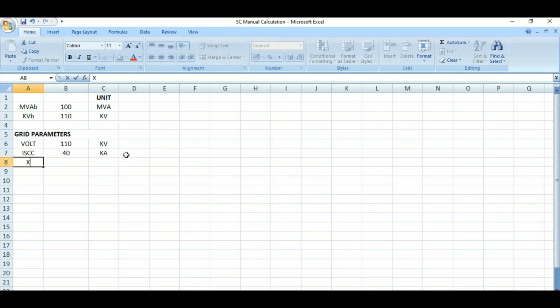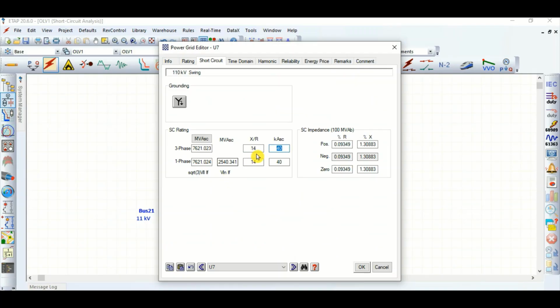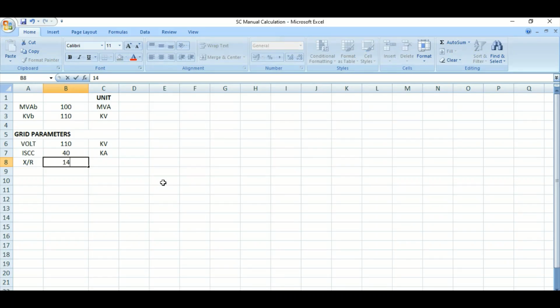Next, the grid X by R ratio. What is the X by R ratio? That is 14, and the unit is unitless. There is no unit for this X by R. For our calculation, we will use not only X by R, we will use the R by X ratio also. So what is R by X? That is equal to 1 divided by X by R. These are the inputs for the grid. Now we need to find out the short circuit MVA.